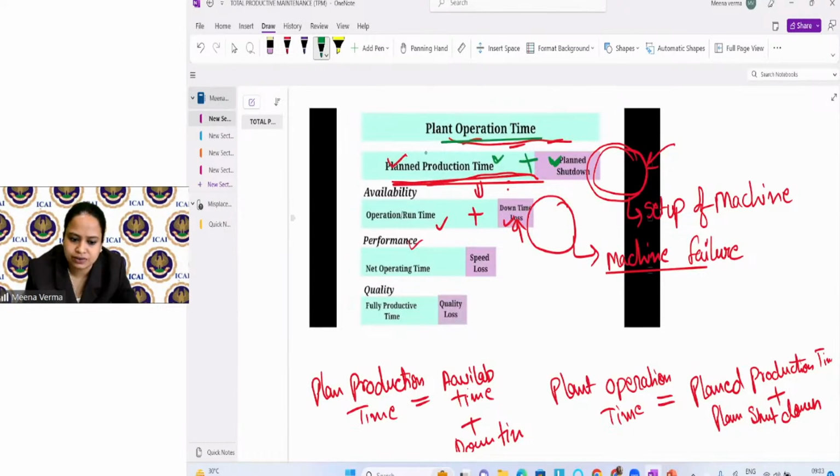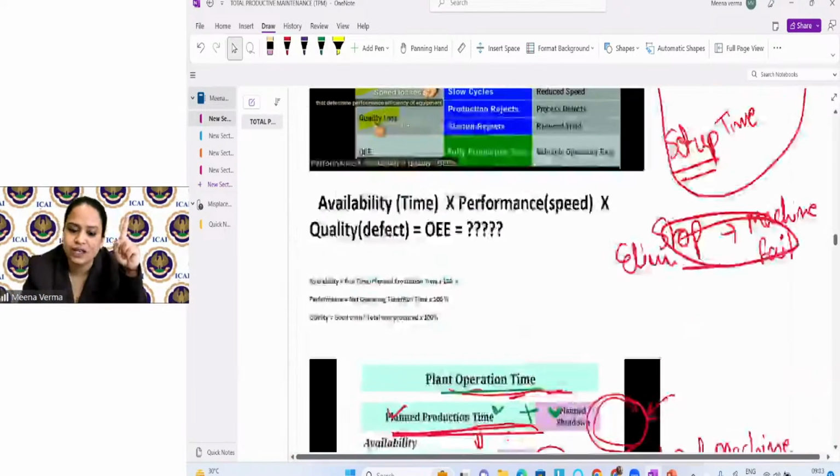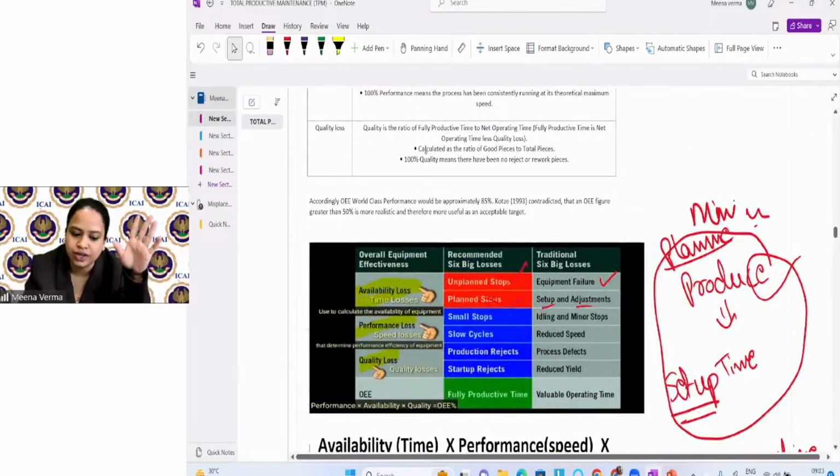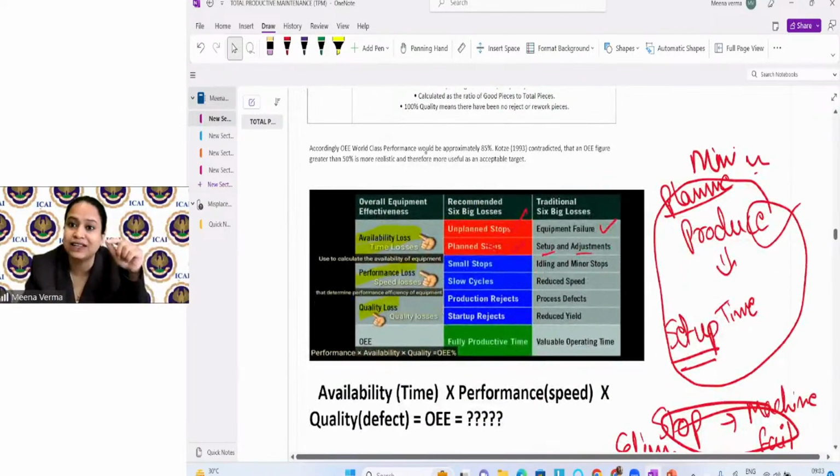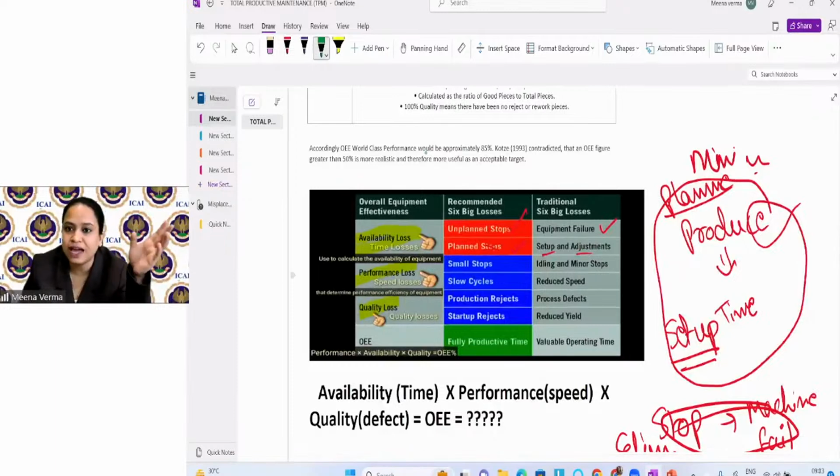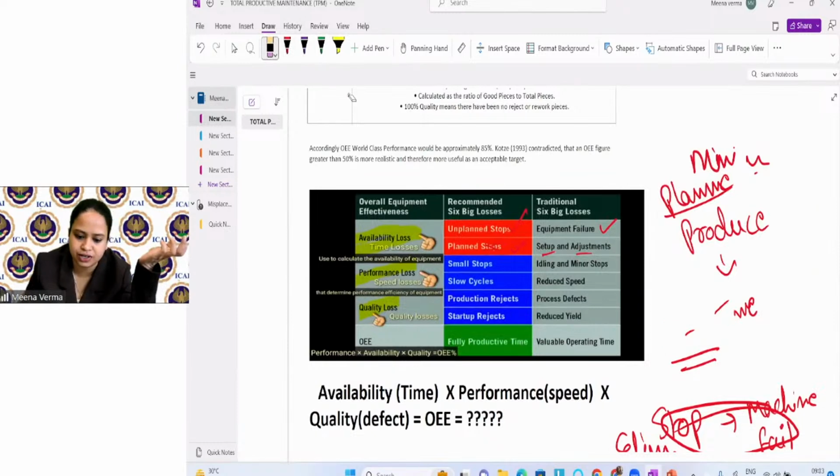Okay, so we have learned only two types of shutdown. One is planned shutdown and one is unplanned shutdown. Planned shutdown happens because you need time to set up the machine. Unplanned shutdown happens because of machine failure. Okay, this is what we have started right now.